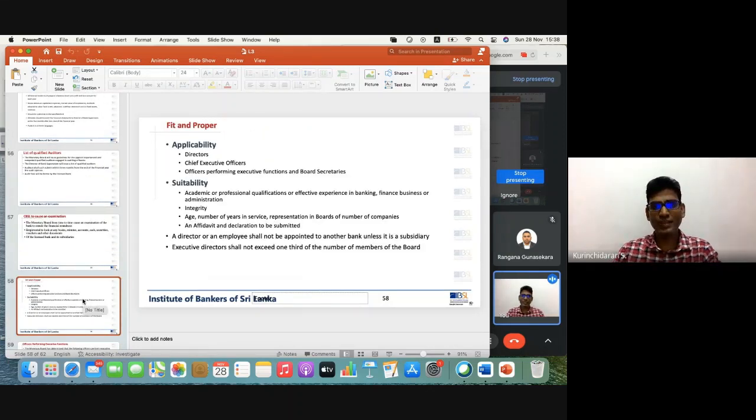And also you could see, we call it fitness and propriety of senior management. Whoever is going to be appointed as director, CEO, or senior management, they have to get the approval from the central bank. The central bank should say, okay, they are fit and proper to perform these functions, right? So when it comes to evaluation, the central bank will look into their academic and professional qualifications, age, and their declarations. Everything will be assessed.